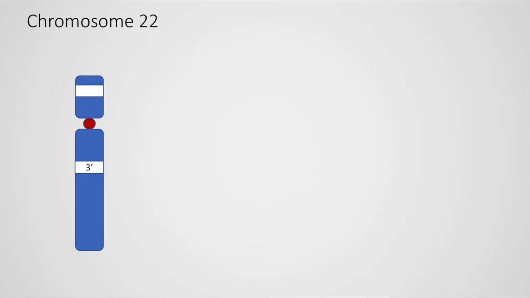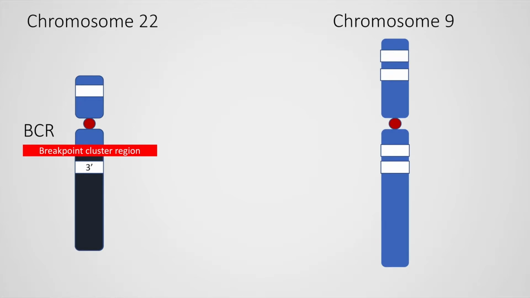This is the schematic diagram of chromosome 22. The black-colored structure delineates the breakpoint cluster region on chromosome 22. This is also known as BCR. This is the schematic diagram of chromosome 9. Shown in red is the Abelson oncogene, which is designated ABL.